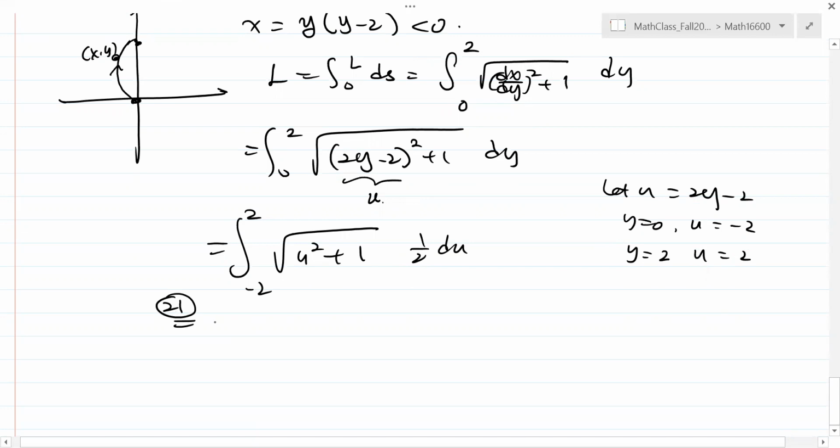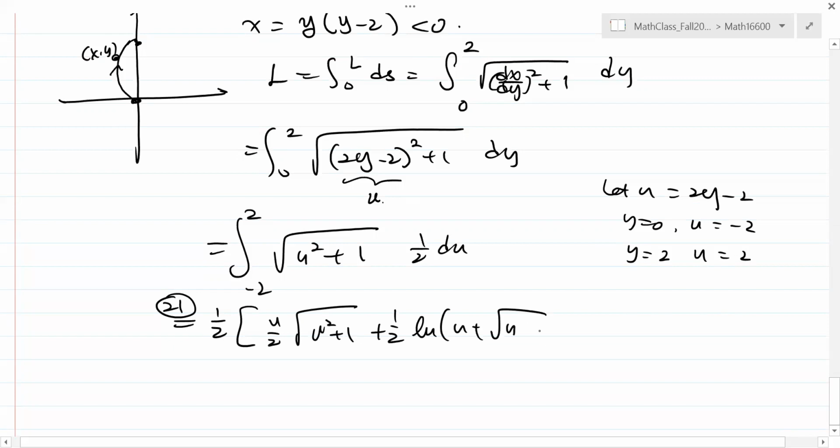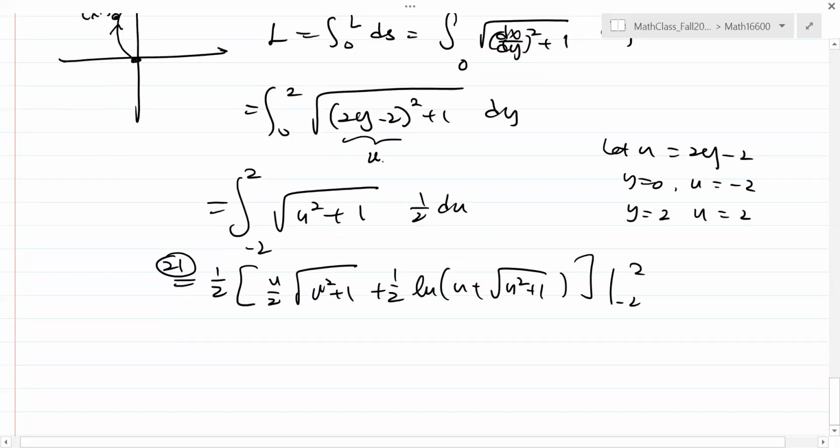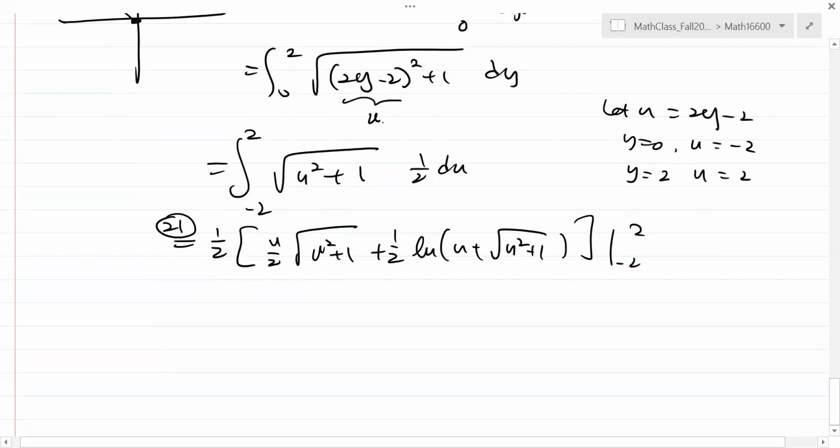So first of all, I have 1/2 here. What is the antiderivative of the square root of u squared plus 1? It's going to be half of u times the square root of u squared plus 1, then half of the natural log of u plus the square root of u squared plus 1. It's indeed difficult to get the antiderivative. Can we simplify this?